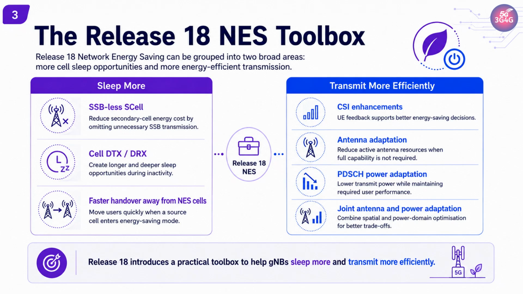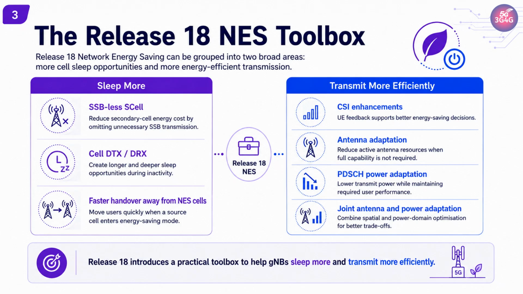The Release 18 Network Energy Saving Toolbox can be grouped into two broad areas. The first area is about creating more cell sleep opportunities. This includes SSB-less SCell operation, cell DTX and DRX enhancements, and faster handover away from cells entering an energy saving mode. The second area is about transmitting more efficiently. This includes CSI enhancements, antenna adaptation, PDSCH power adaptation, and joint antenna and power adaptation.